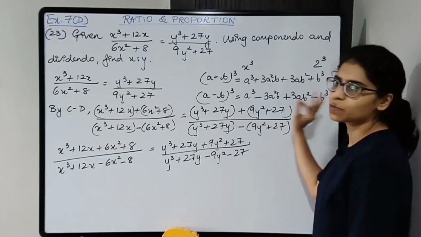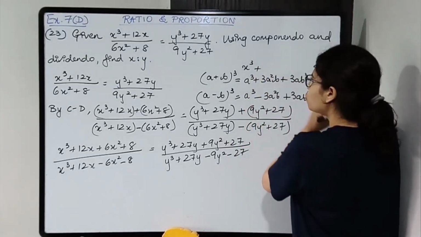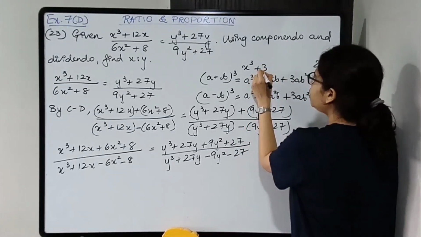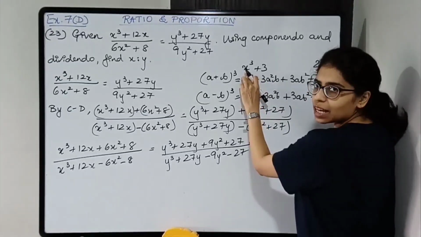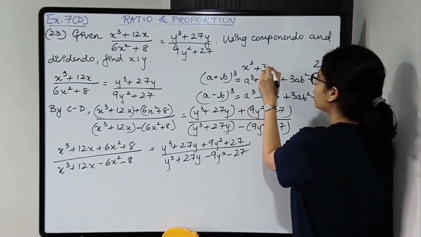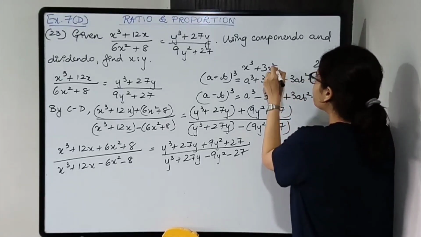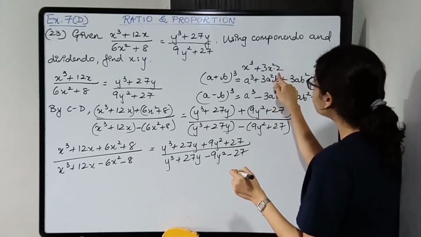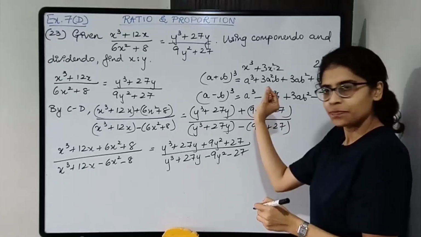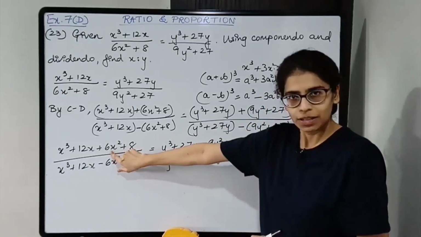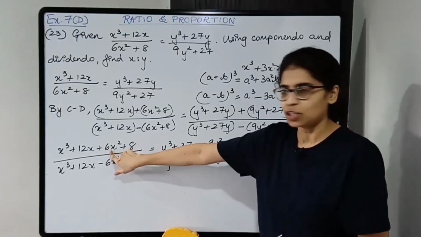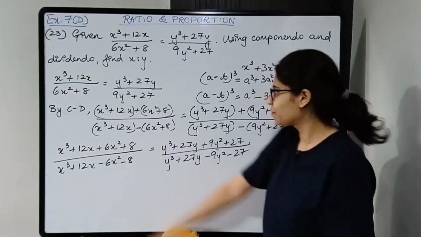Now let us make substitutions over here. So what should we get? 3 into a की जगह पे क्या है? x है. So x square into b is what? b is 2. So you should get 3 into 2, 6x square. Okay, do we have 6x square? Yes. Not rightly placed but है.